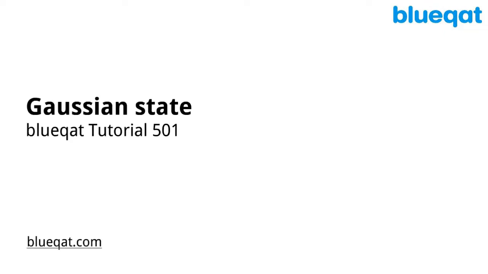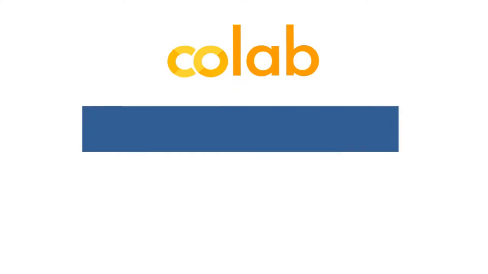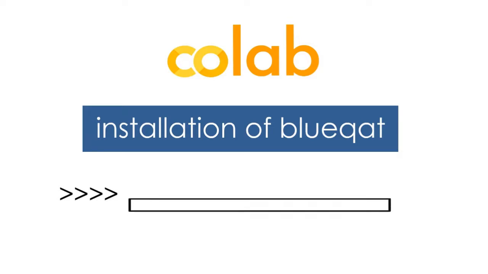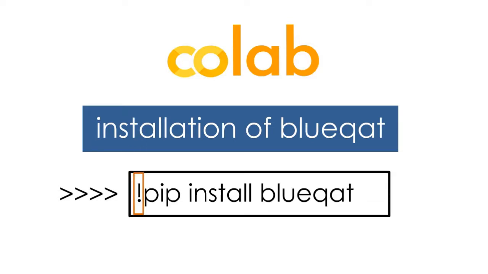In this tutorial video, we will be learning about the Gaussian state. We will be doing the coding on Google Colab. Like we did in the previous video, we will be starting with the installation of Blueqat. Type the code, !pip install Blueqat, in order to install Blueqat.